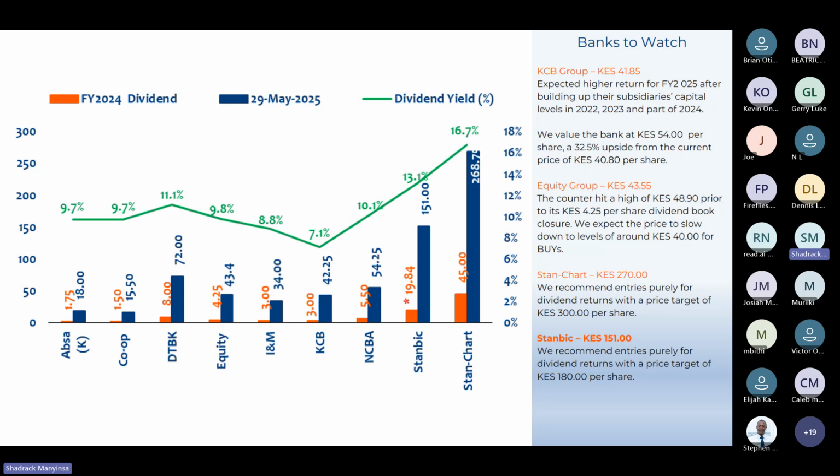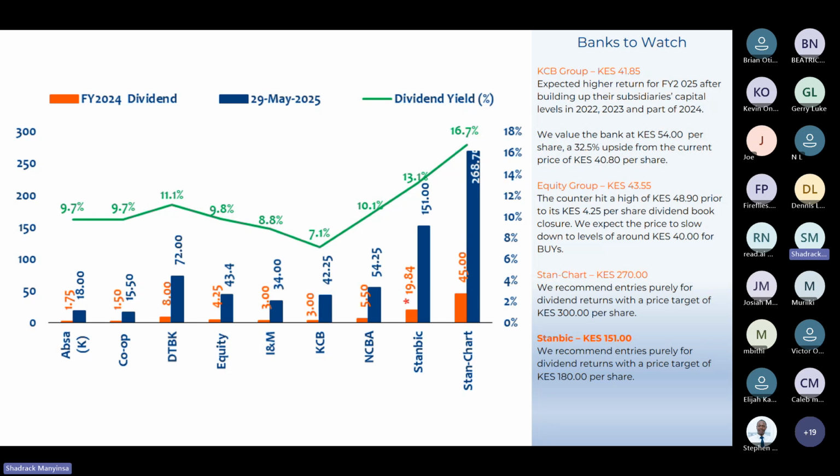And then Standard, we recommend a buy on this, number one, based on the dividend yield. A dividend yield is the dividend paid, which you divide by the price. Like now, for Standard, they paid 45 shillings. If you divide by 268 shillings per share, you'll get a dividend yield of 16.7%. So that is how we get a dividend yield.